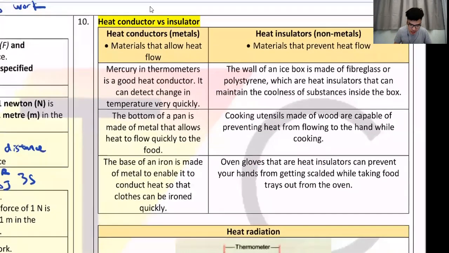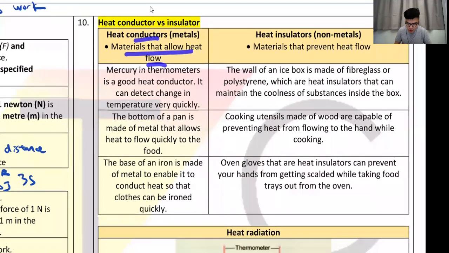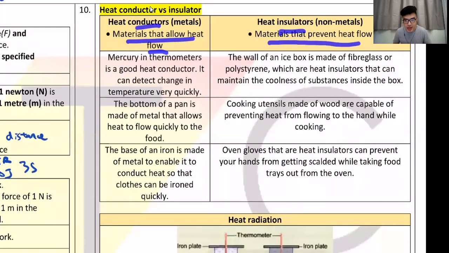Heat insulator and heat conductor. Okay, this is a very simple part. You learned this in Form 2 already. Now, what is a heat conductor? A conductor is something that can carry heat very well. For example, metal. Okay, like copper. And then what is an insulator? An insulator is something that cannot carry heat. For example, plastic. All right. So conductors are materials that allow heat flow. Insulators are materials that prevent heat flow.